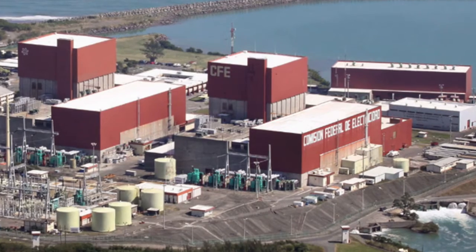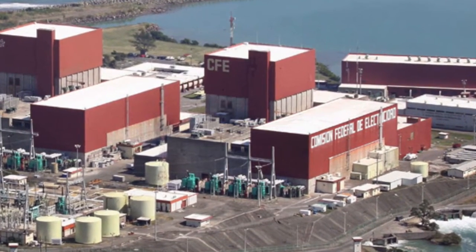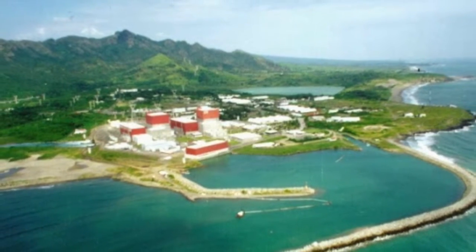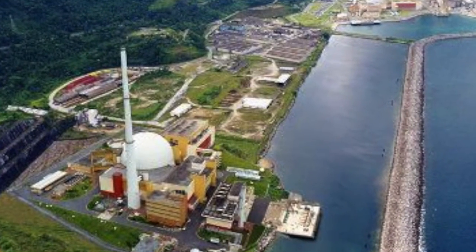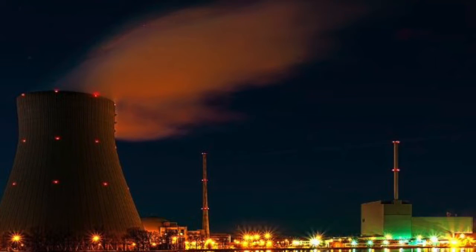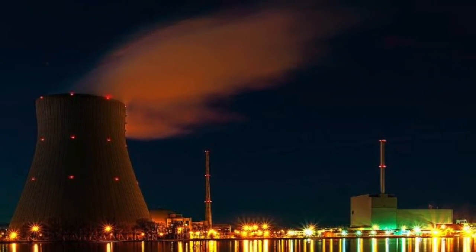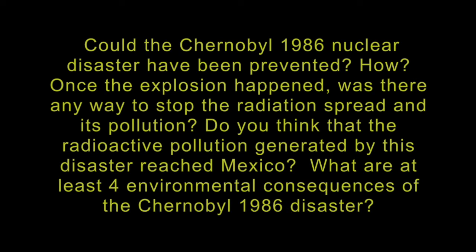We think it is dangerous if a malfunction occurs and it explodes, because it has long-lasting effects and it takes many years to remove nuclear energy. It would be a national catastrophe. We really think it's dangerous, but it produces a considerably important amount of energy for our country, so it is necessary. Could the Chernobyl 1986 nuclear disaster have been prevented?